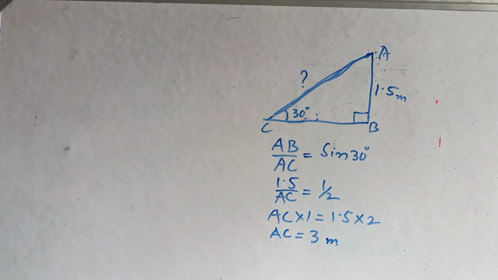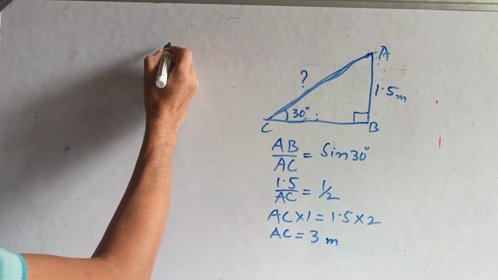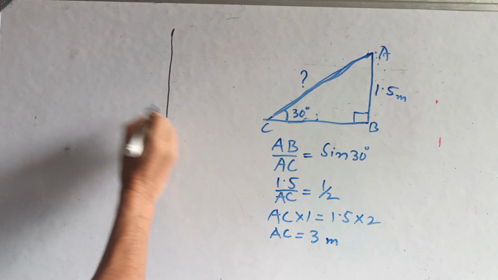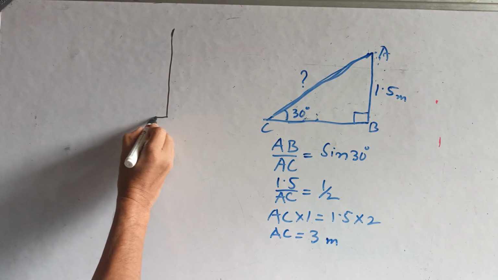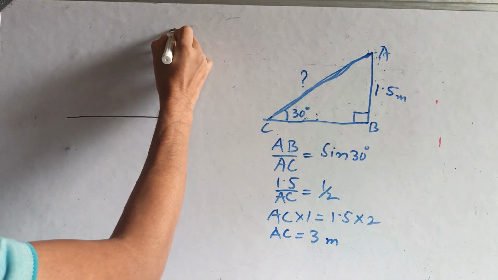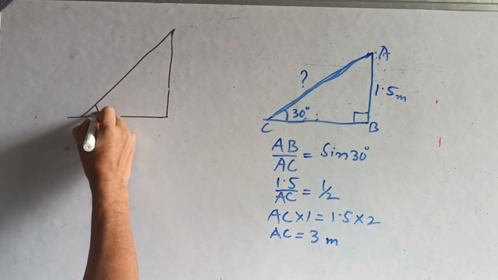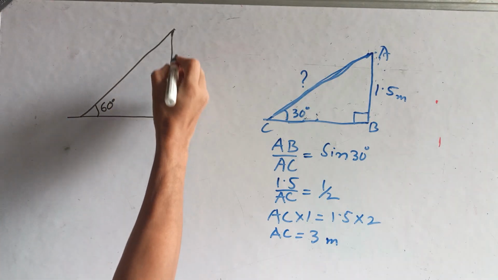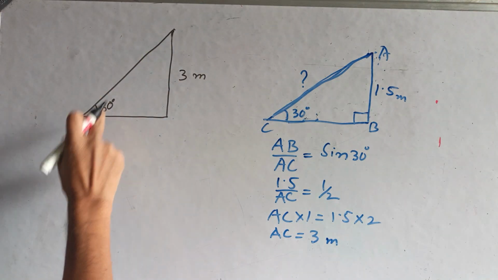Okay, next one for elder kids is the same thing, similar, but the height is a little more. And in this case the angle is 60 degree. Clear? Okay, so for this elder kid, this height is 3 meter. Okay, the angle is 60 degree.